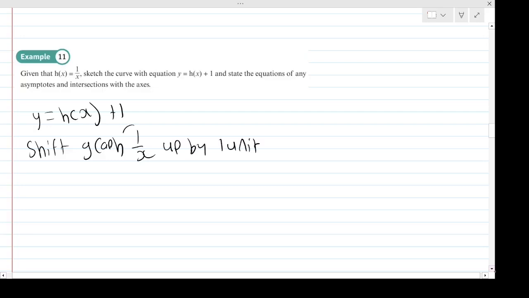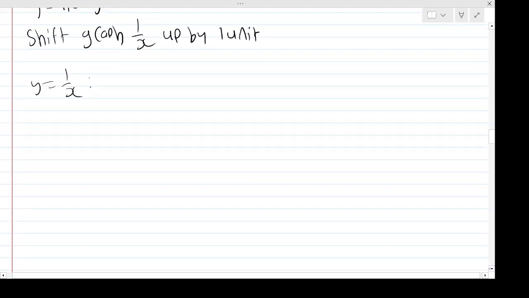Okay, well, I need to know what this graph looks like, 1 over x. But again, y is 1 over x. That's a standard graph you need to know. We looked at that a few videos ago. It was early on in the chapter. That's a reciprocal graph, remember?